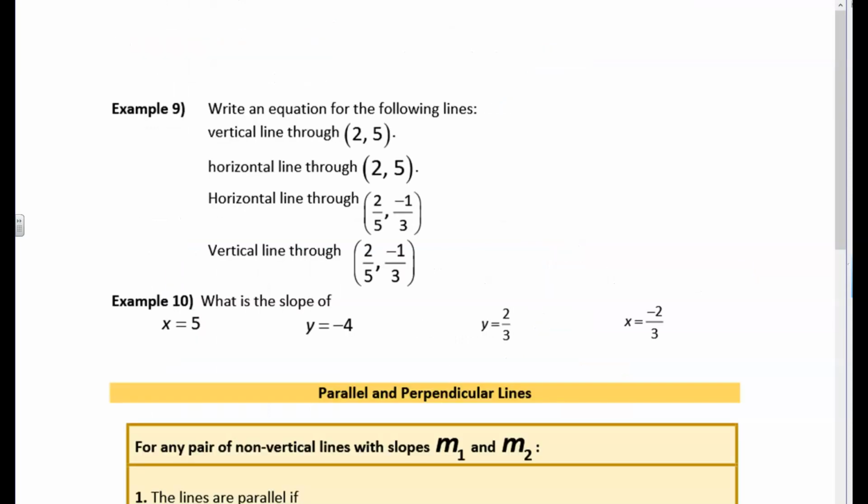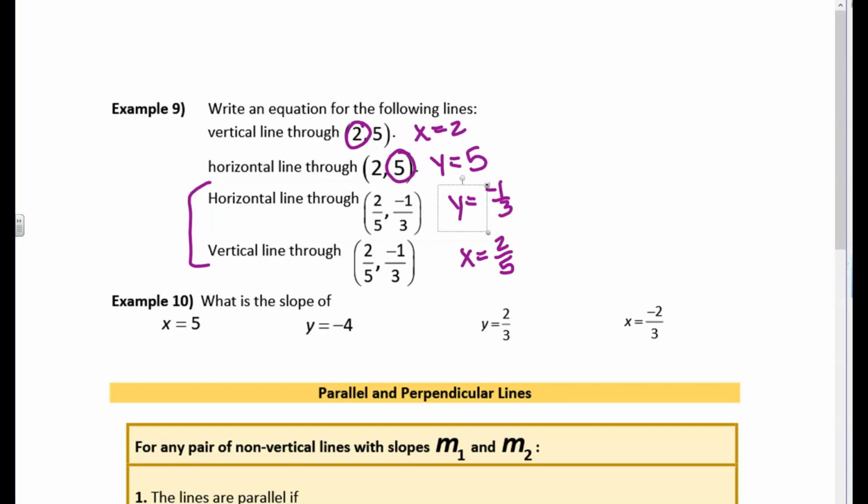So coming over here, let's look at some examples now. I want to write the equation through the following lines. The vertical line, 2, 5, well, vertical lines are always x equal equations. So this must be x equal 2. It's whatever the x value is. Whereas my horizontal lines are always y equal equations. Y equals whatever the y value is, which is 5. I want you guys now to do these two here on your own.